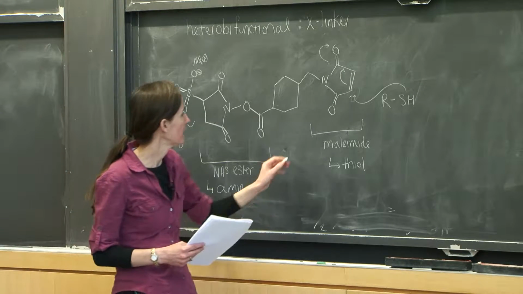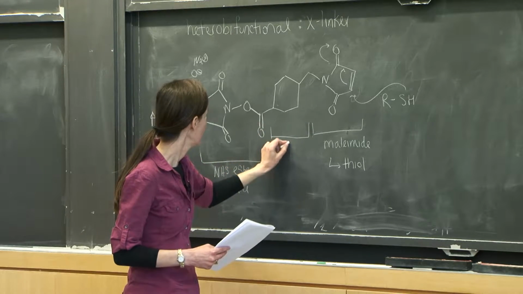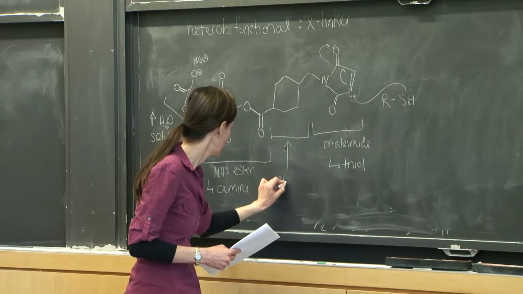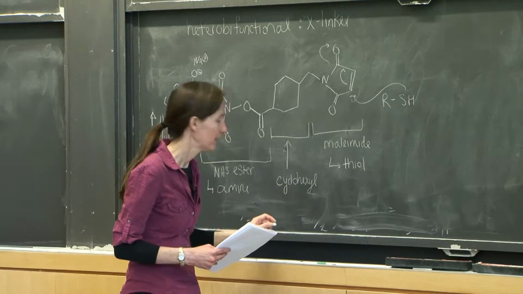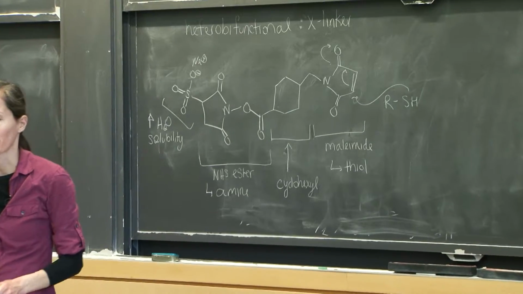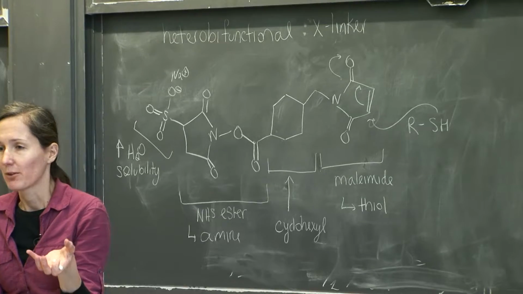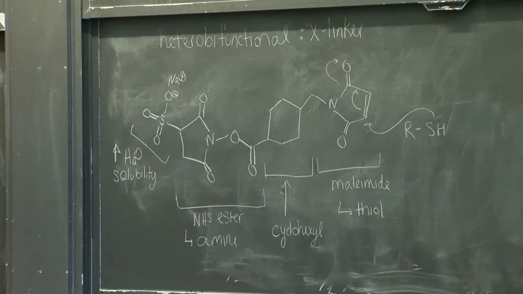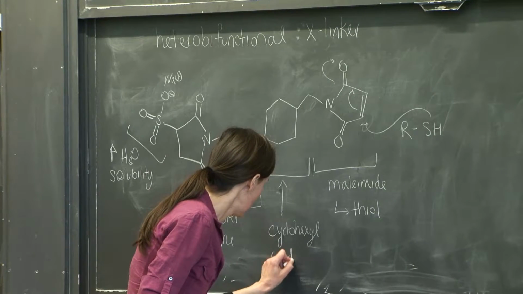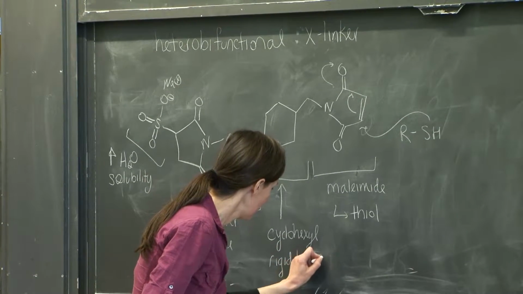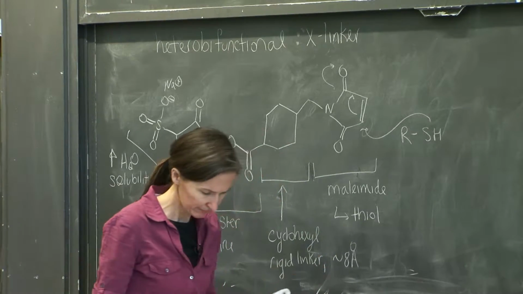Okay, and then what do we have in this linker region? And what does that give? Yeah, exactly, cyclohexyl. Think about chair conformation rather than what I have drawn here, but it will give a more rigid linker, and also shorter than what we see up here. So this is on the order of 8 angstroms.